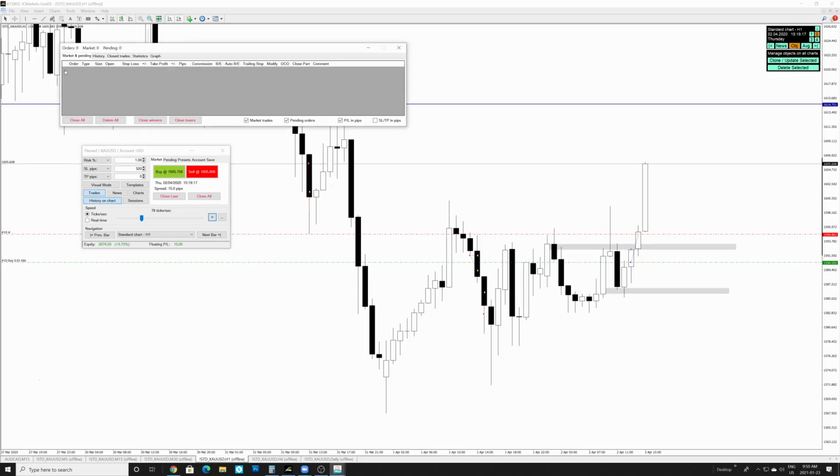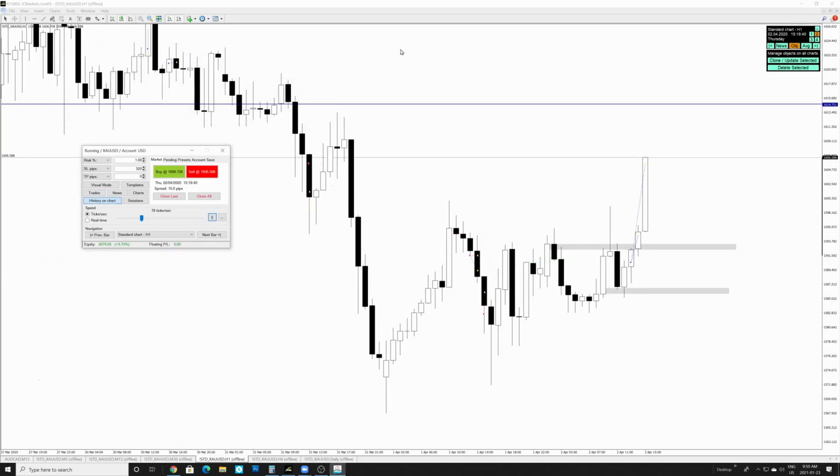Oh wow, look at that. 1,500 pips here on gold. This is crazy, crazy moves here. So we secured everything. So what we're going to do now is move on to our next session over here, and we're going to see what type of damage we can do in that next session.